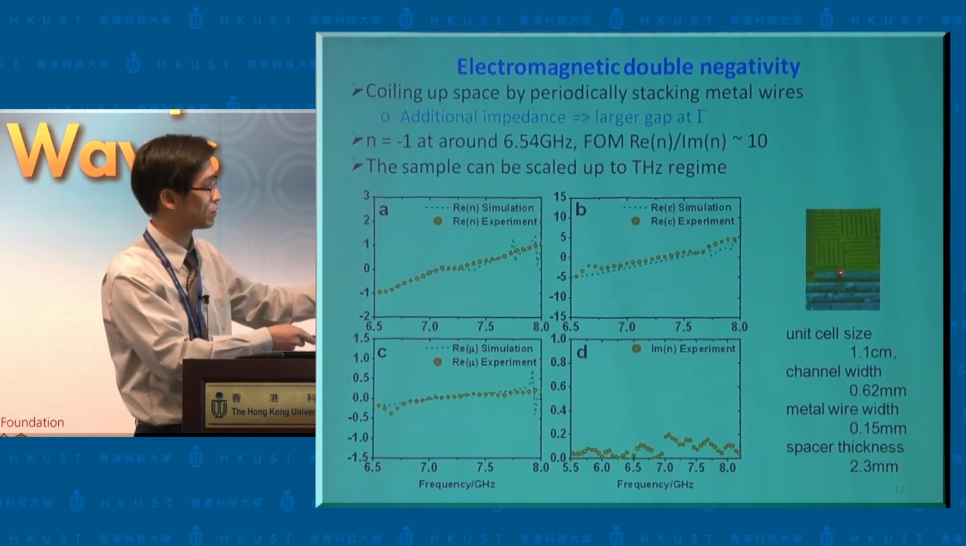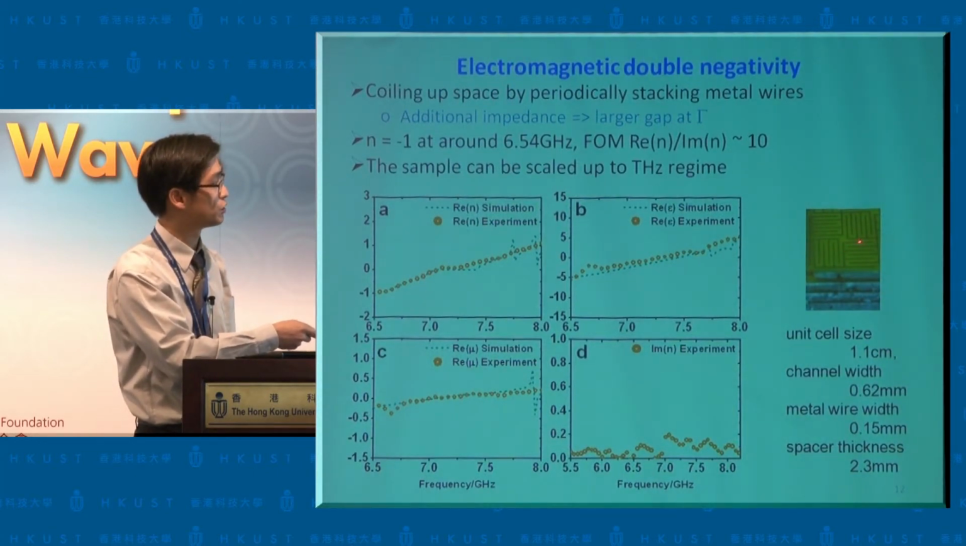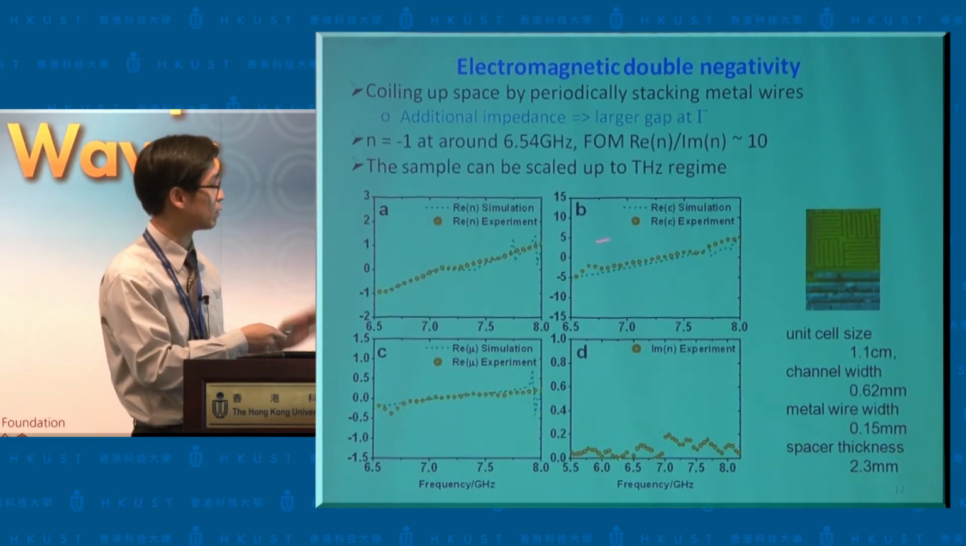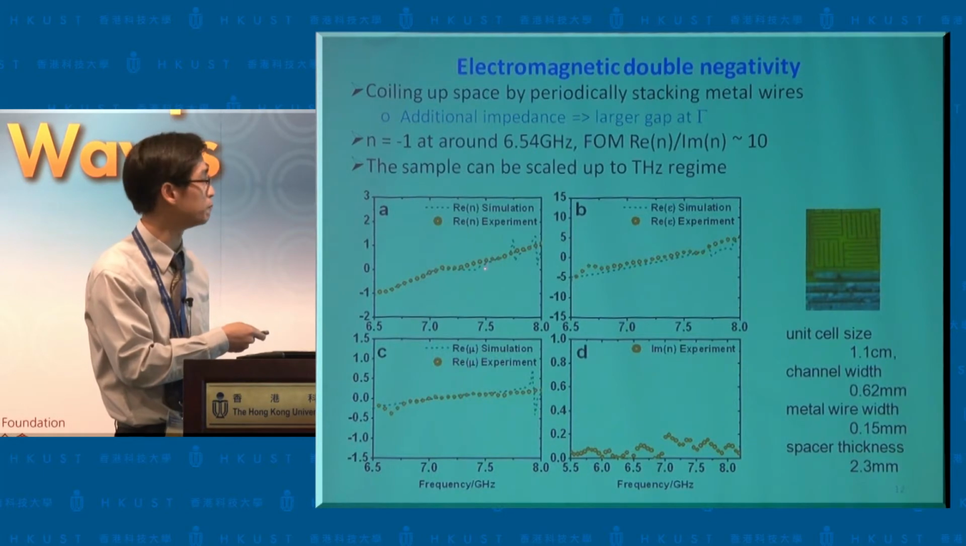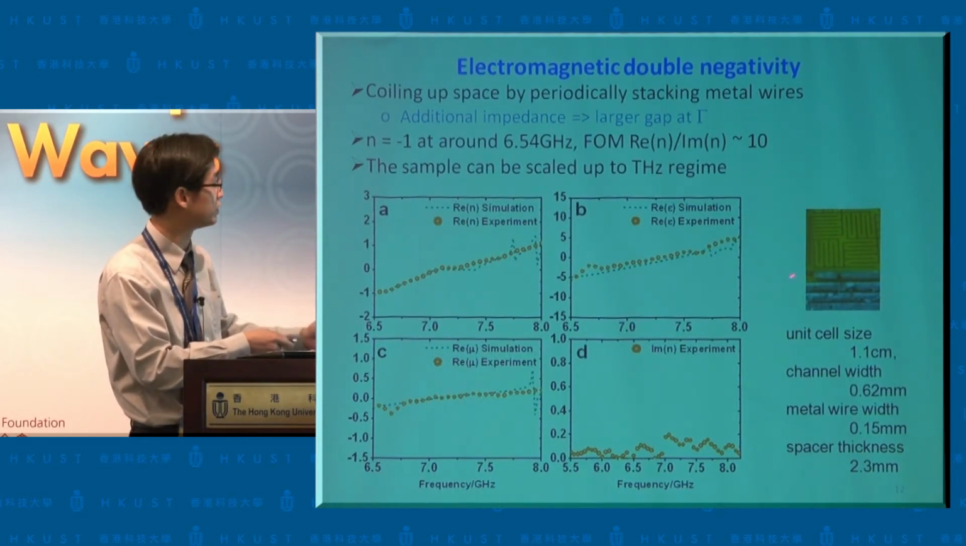So these wires effectively form a conducting wall for the EM wave. So we can confine the H polarization wave within this channel again. So the physics are very similar. The only difference is that the band gap around the gamma point will be a little bit larger than before, because there is additional impedance in this case when we stack them into layers instead of a continuous wall.